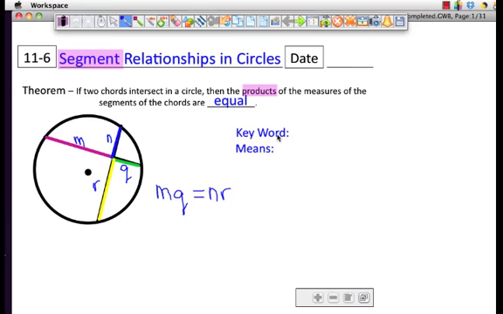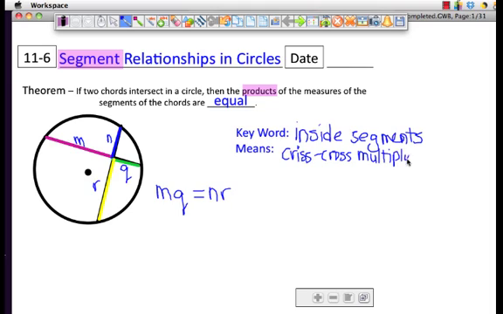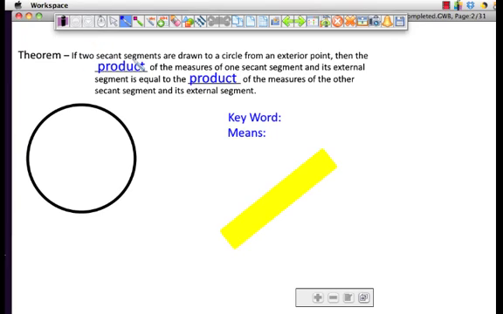And so the key word here is where they intersect inside. Segments that intersect inside. I have to distinguish that between the angles from last week. Inside segments. It means that you crisscross when you multiply. Crisscross, multiply. All right, crisscross, multiply.